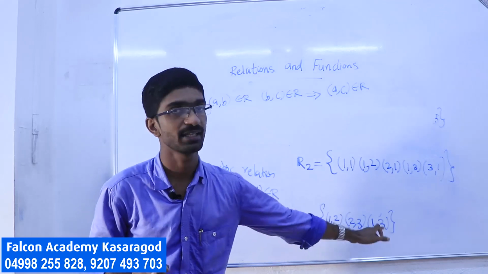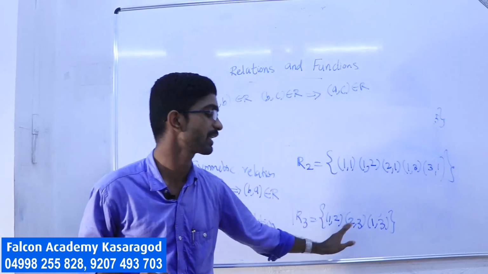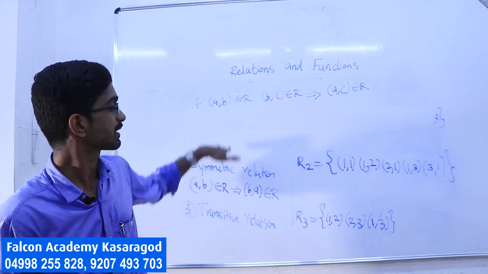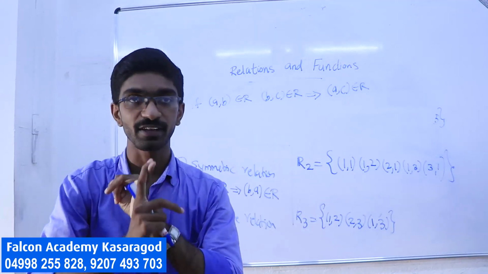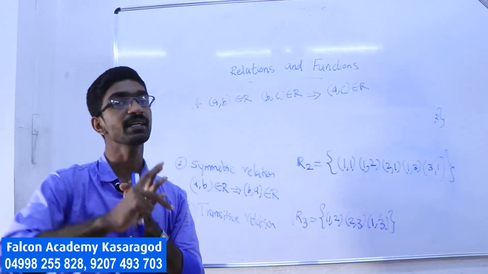The element 1, 3 is also there. So this relation R3 is transitive. Okay, 3 types of relations we have studied: reflexive, symmetric and transitive.